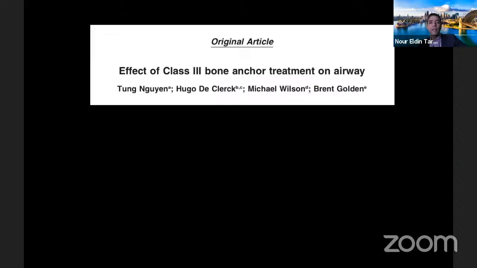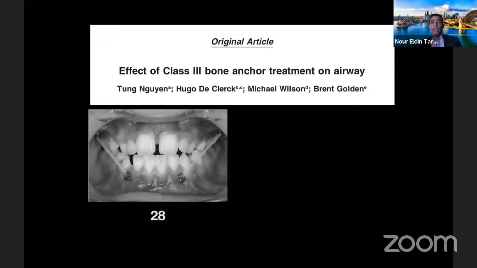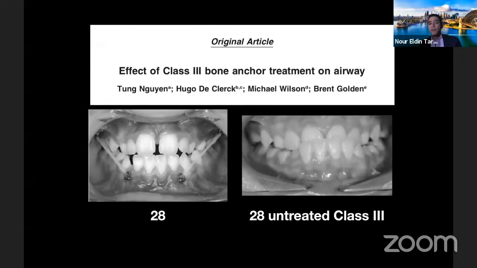Now, a question that was raised about doing class 3 correction like that is, is that going to somehow negatively impact the airway? Is it going to sort of choke the child because we're holding the mandible back? Even though I don't think that would necessarily be a concern at all, it needed to be studied because the airway is a hot topic these days.